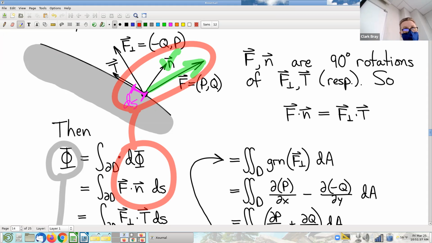Cool. That picture is all contained in one plane. We're entirely in R2. Everything about Green's theorem is entirely contained in R2. Yep.